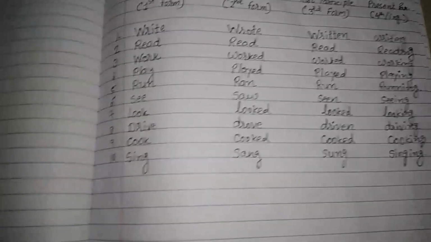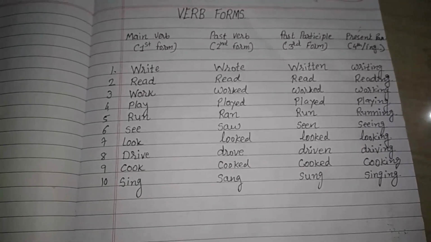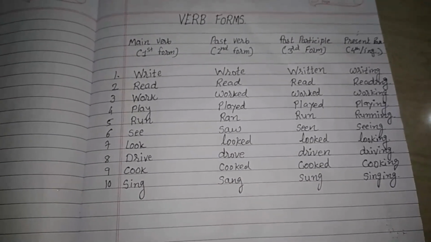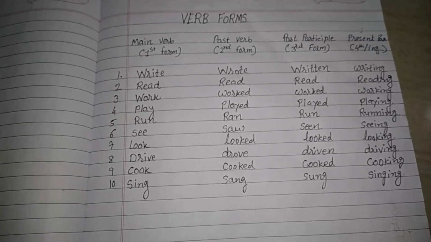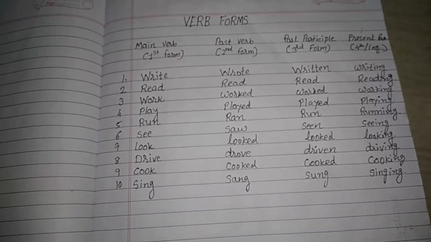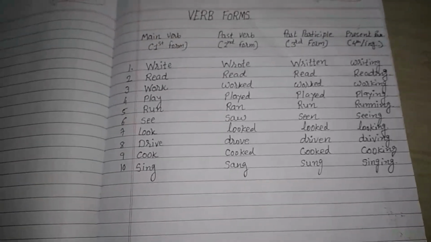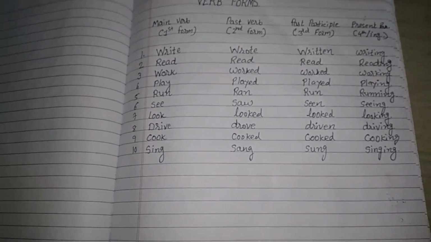I have written few examples of verb forms. Write is the main form of verb. Wrote is the second form of the verb. Written is the third form of the verb. And writing is the fourth form of the verb. In the same way, read, read, read and reading. Work, worked, worked, working. Okay, these are the types of verb forms. You can see the first verb form, we will use this verb form in simple present tense. So let's start the first tense, simple present tense.